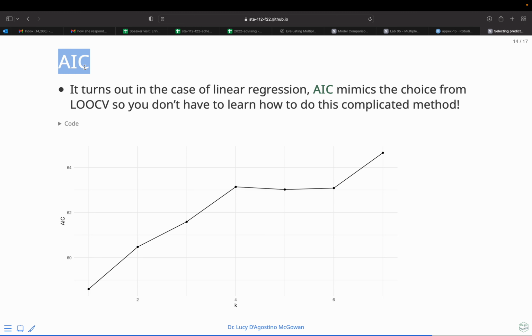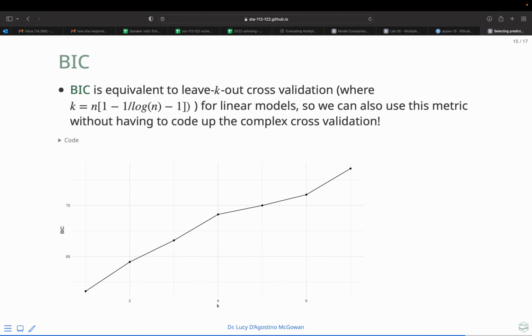Basically, we can look at a whole bunch of different models and compare them using this AIC metric, and that should give us, in the limit, the same result as what we would get if we were to actually perform this more complicated leave one out cross-validation method. BIC is equivalent to leave K out cross-validation, where K is a function of N for linear models. And so it also has this nice property, which means we can use this metric without having to code up the complex cross-validation as well. And in this case, it agrees with the AIC that it picks that first model as well.